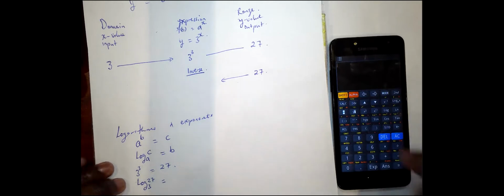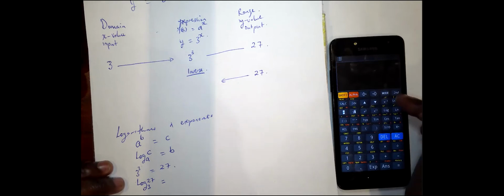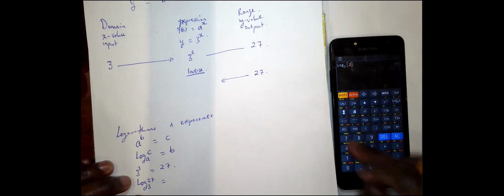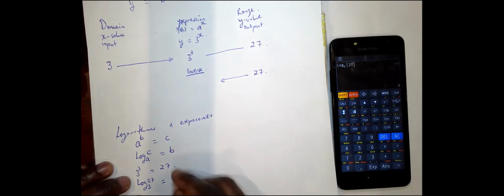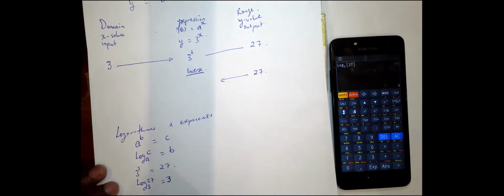So let's see if we can get it now. So we have our log. Where is the log here? Sometimes it hides. Yes, now the log base 3 of 27. Now what do we get? We get a 3. That's what we're talking about here. So we get a 3 there. Now here's another thing about logarithms.